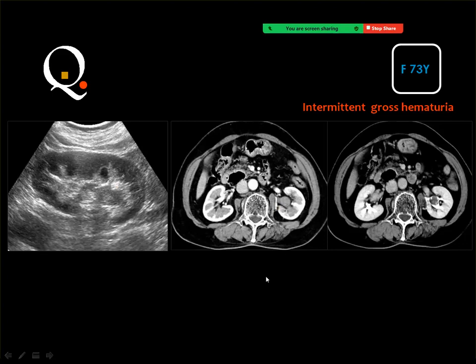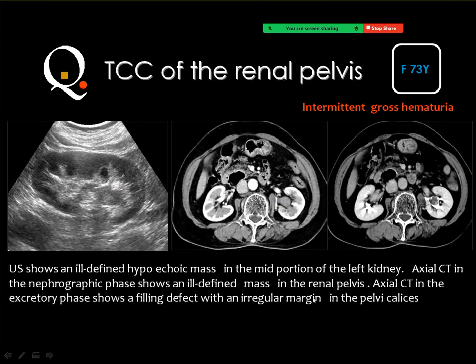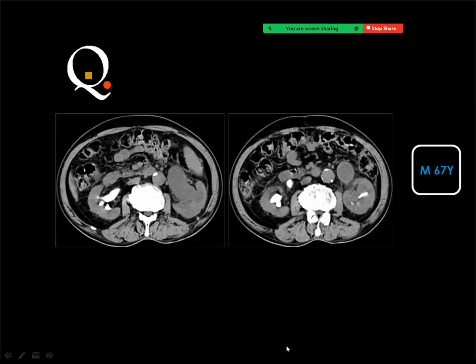Then why is this not a radiolucent stone? Because in the ultrasound you do not see the acoustic shadowing of the stone. Why is this not a blood clot? Because in the ultrasound you know that blood clots are echogenic. Then the diagnosis is transitional cell carcinoma of the renal pelvis. And here two scans of the kidneys without contrast.